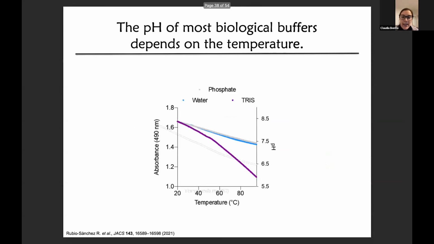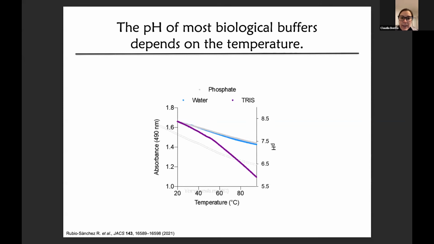In the next slide, you can see that the pH of the buffer we were using, the purple one, would go from 8.5 to about 6, going from 20 degrees to 95 degrees. So the pH of the solution that we were using to make our membranes was decreasing quite dramatically, while in other cases with other buffers, for example PBS or phosphate, this doesn't happen. So the explanation was exactly what you can see in this graph.